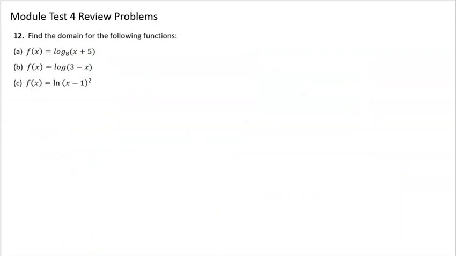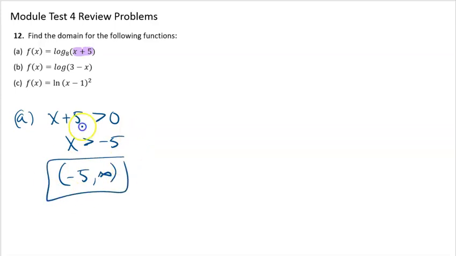Now we're supposed to find the domain for these functions. If you'll recall, I said that for a logarithm, you can only plug in positive numbers. So when you find the domain, what you really have to do is just take whatever the argument of your logarithm is. So for problem A, that's just x plus 5. You set that greater than 0 and solve, so x is greater than negative 5. In interval notation, that would be negative 5 to infinity. Now both of these results are right. It didn't say interval notation or inequality form, so I'm just going to leave them both there.